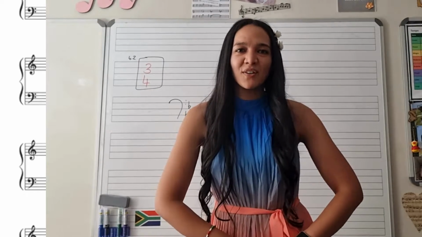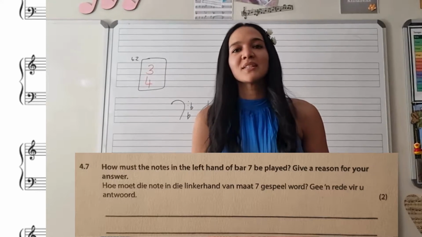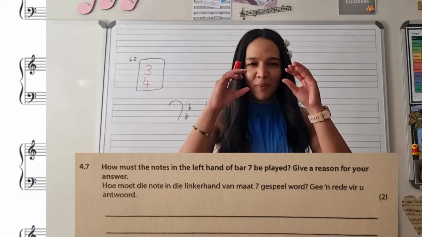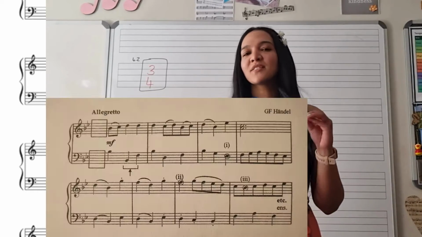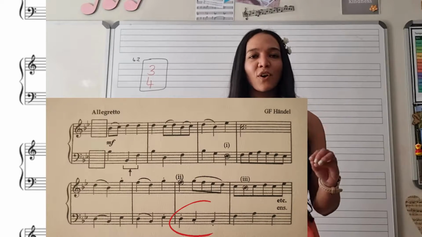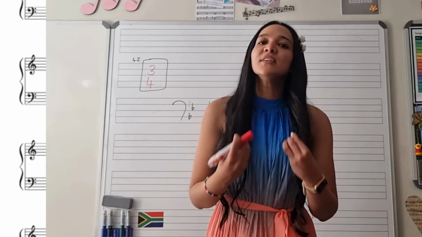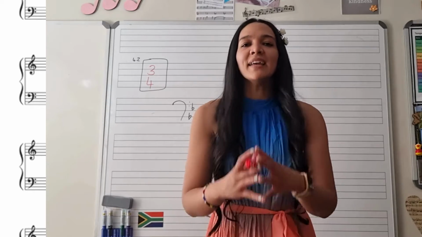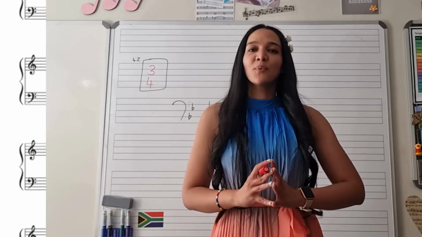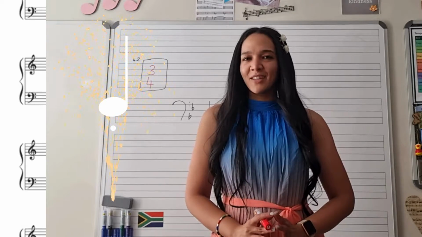Question 4.7 asks, how must the notes in the left hand of bar 7 be played? So we will go ahead and spy on that bar. We notice the staccato dots there. We notice the staccato articulation signs. So here we will answer the question by saying it needs to be played in a detached way because of the staccato indications.